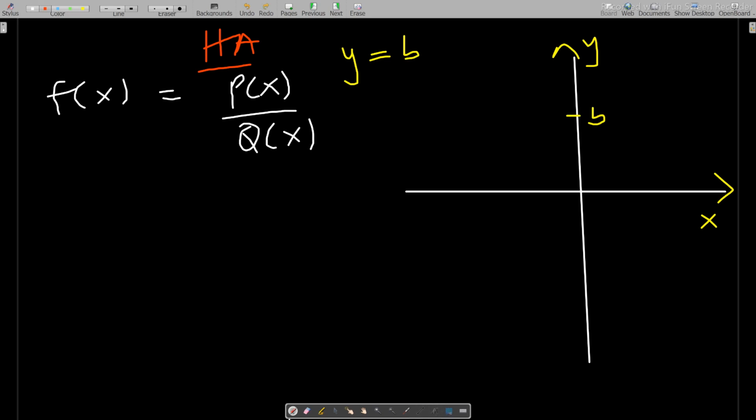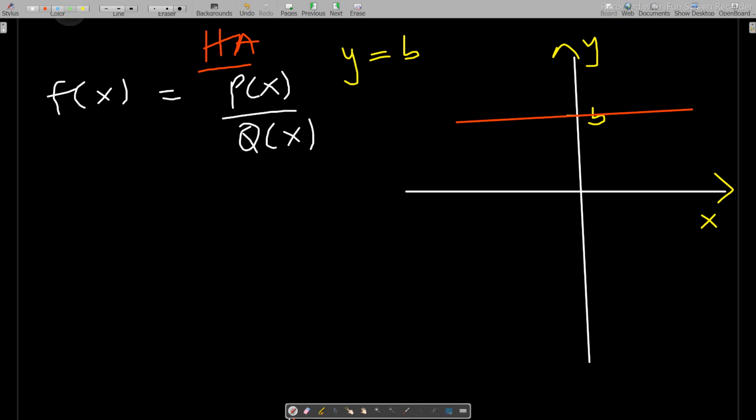Okay, sorry, let me use a straight line. This is how the horizontal asymptote looks like. It's just a straight line cutting the y-axis. Now with this line, if you have a curve, the curve will never touch it. So that's what we mean by asymptote. The curve will never touch that asymptote you are talking about.